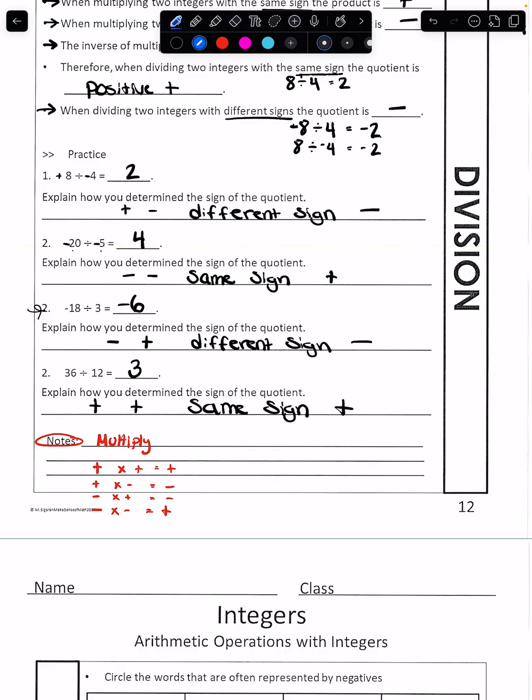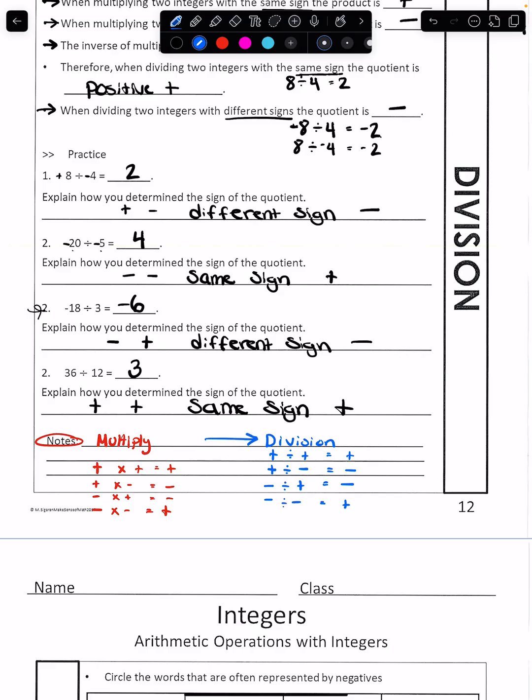If I had to do division, okay, if I have a positive divided by a positive, you'll get a positive. If I have a positive divided by a negative, you'll get a negative. If I have a negative divided by a positive, negative, because those are two different signs, right? And then if I do a negative divided by a negative, you get a positive.